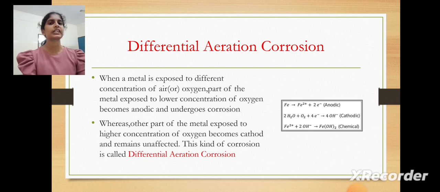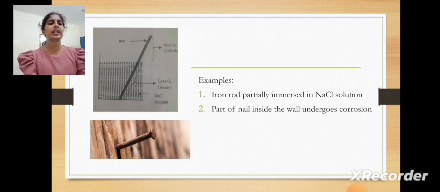Fe gives rise to Fe2+ plus 2e-, which is the anodic reaction, and 2H2O plus O2 plus 4e- gives rise to 4OH-. This is the cathodic reaction. An example of differential aeration corrosion is an iron rod partially immersed in a sodium chloride solution.